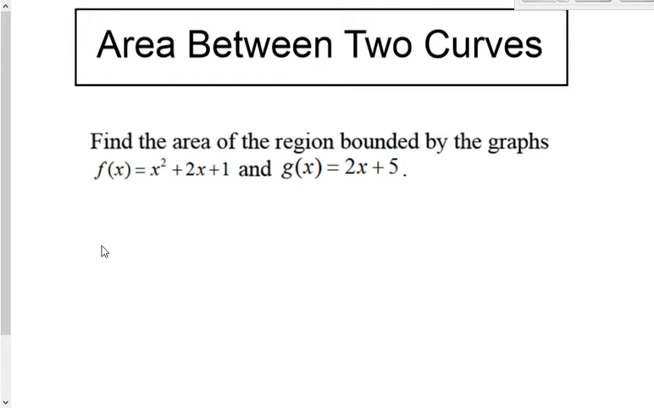In this video lesson, we're going to go over how to find the area between two curves. So we'll start out with a nice basic example here. We're going to find the area of the region bounded by the graphs of f of x is x squared plus 2x plus 1, and g of x is 2x plus 5.